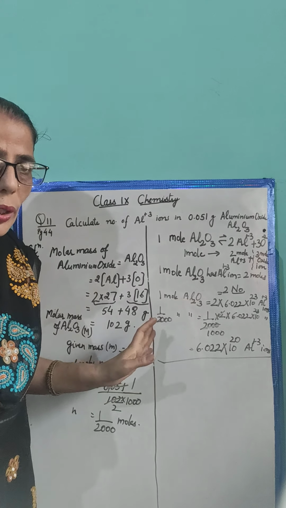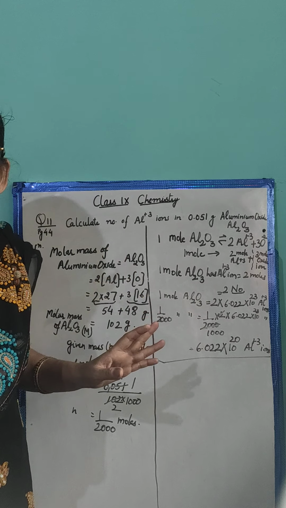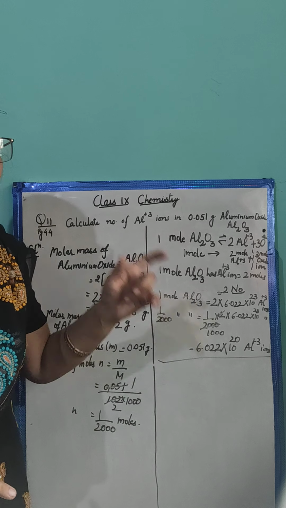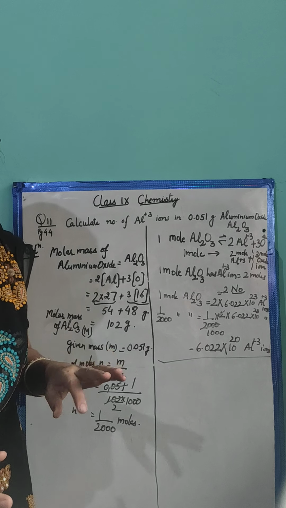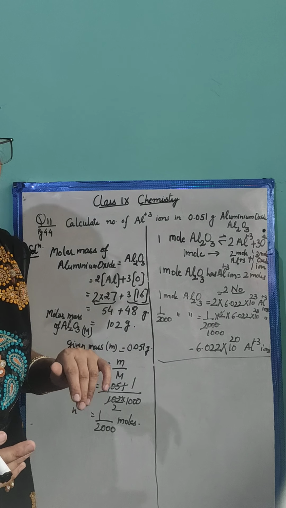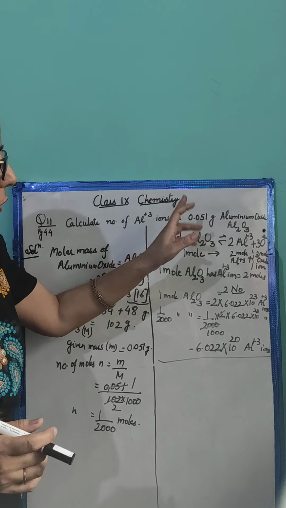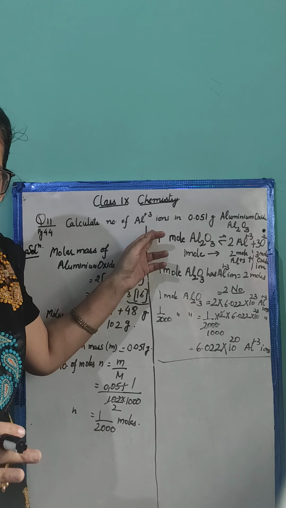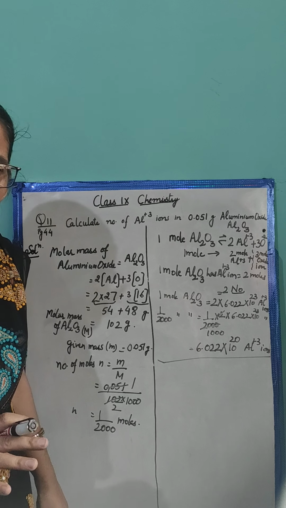So with this we have completed the chapter. I am sure you have understood all the kinds of mole concept: how to convert mass into moles, how to convert number of particles into moles or vice versa, or how to get the number of each kind of particle in given mass or in given moles. So with this, mole concept is over.